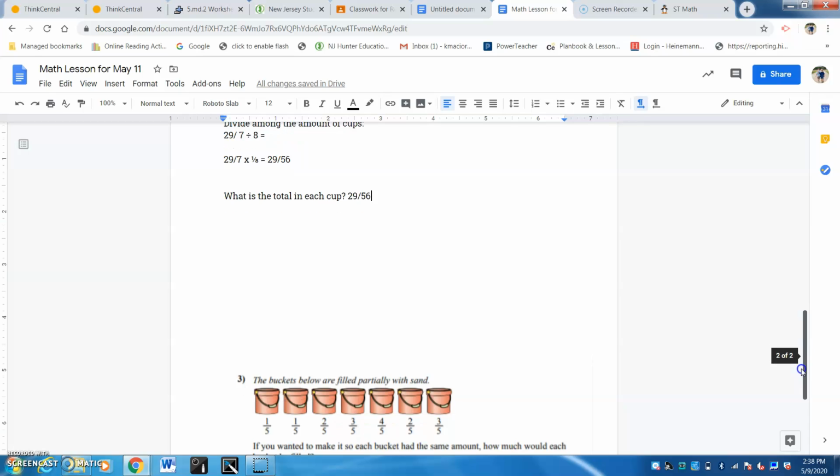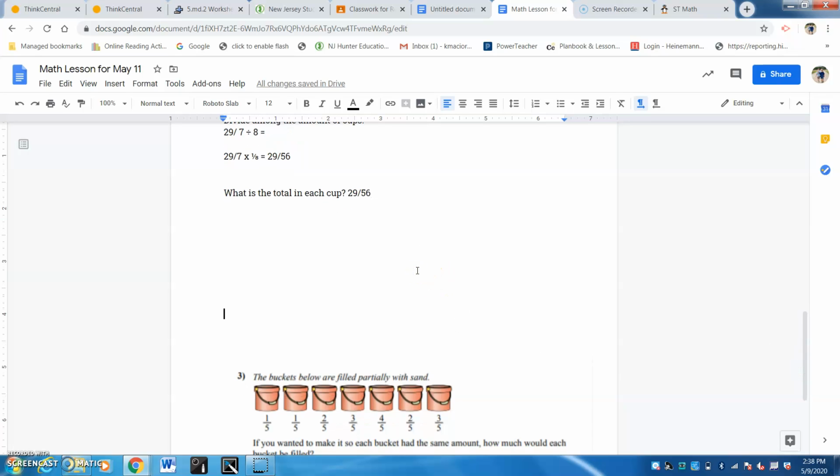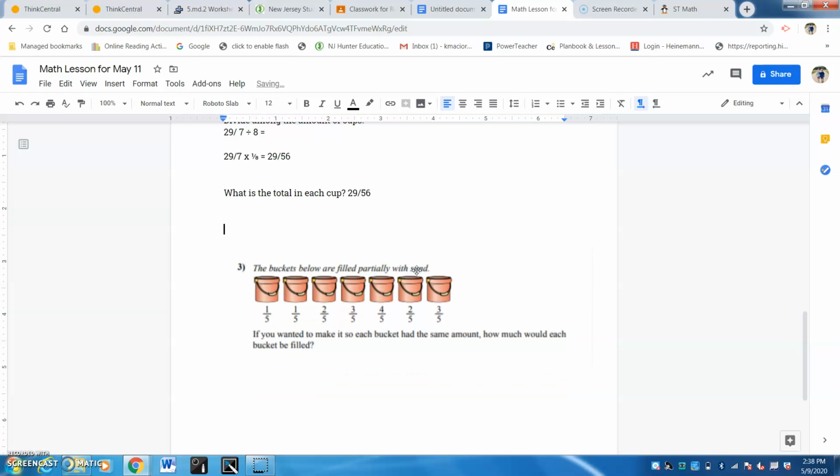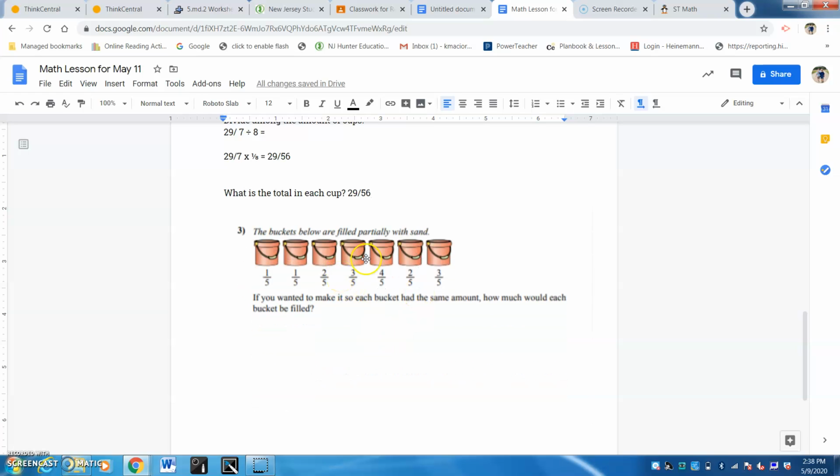Okay, I want you to try number 3 by yourselves. The buckets below are partially filled with sand. So notice we have the sand in the terms of fifths. And the first thing we want to do is we want to add up the fractional amounts of sand. So why don't you pause the video and go do that. Okay, when you added up all of the fractional amounts of sand, you should have gotten to 16/5.